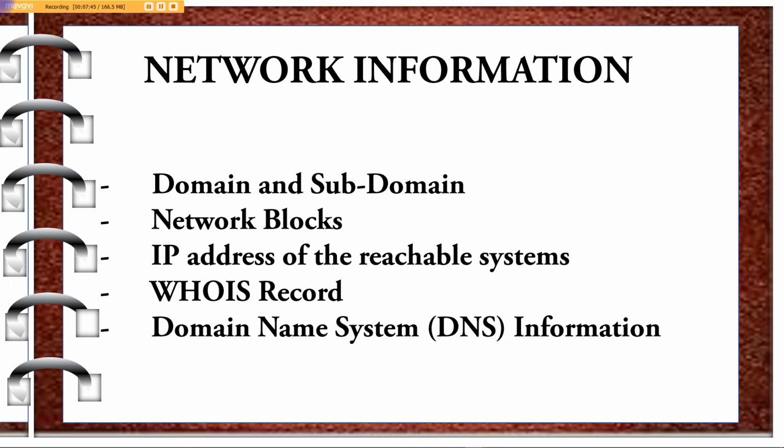Also we can get network blocks and IP addresses of the reachable systems, because a lot of systems will be connected to the organization's network, and some might be switched off or shut down. Some of those systems might be live, like somebody's working on them. So when you run a footprinting operation, you get to know systems that you can reach over the network, systems that are live and actually working in the organization. Also the whois record and the domain name system information.